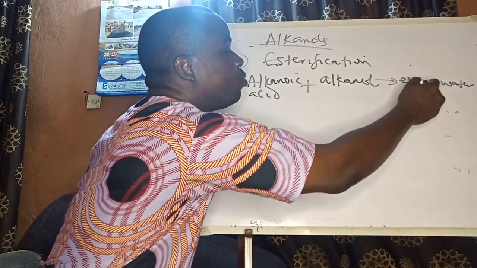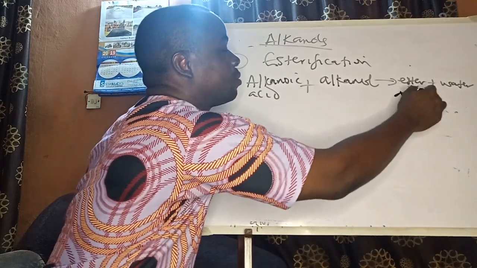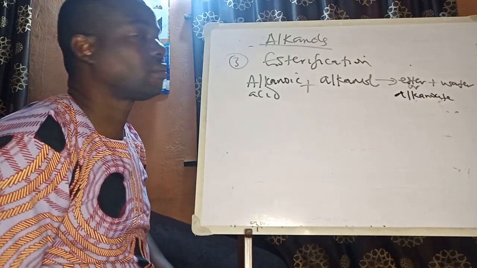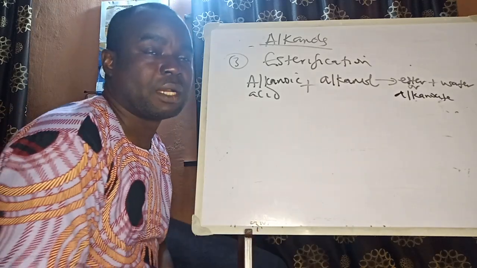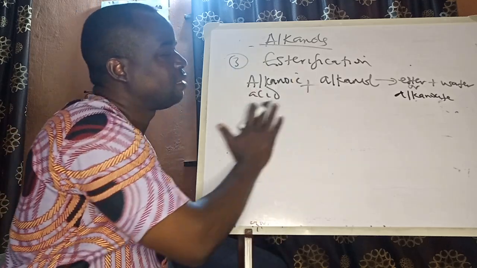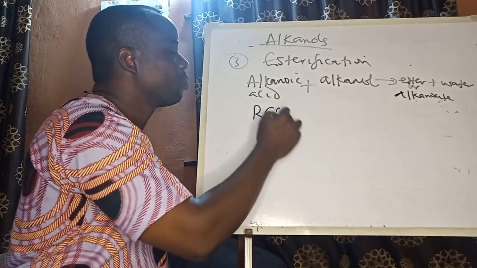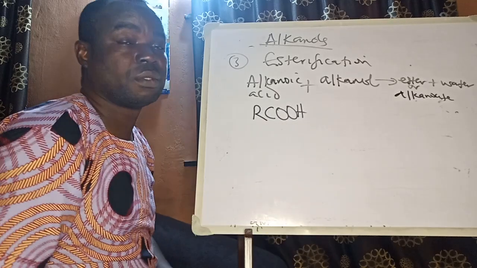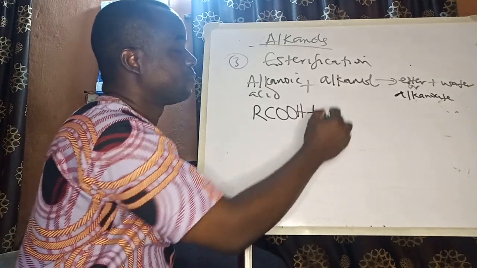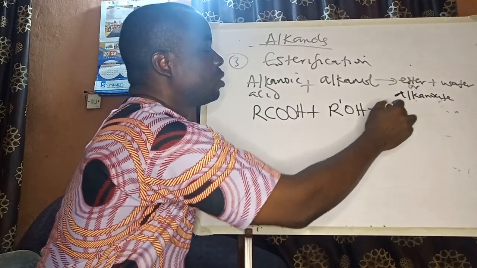This one can also be called alkanoate. Look at the spelling there, alkanoate. Now, by general formula, alkanoic acids, you write them like this: RCOOH. That's an alkanoic acid. I will do examples of that. Plus, an alkanol can be R'OH to give us.